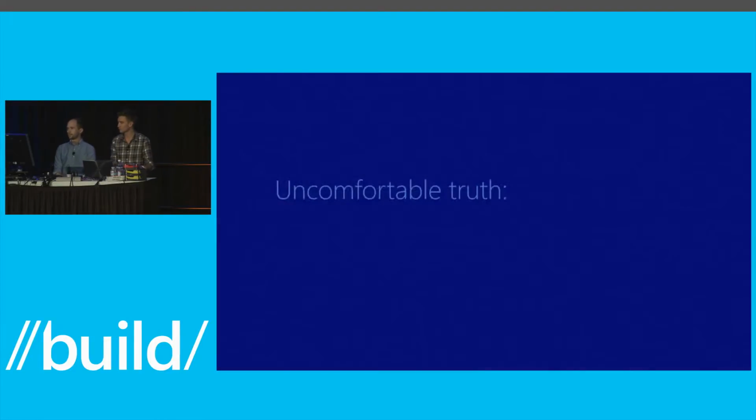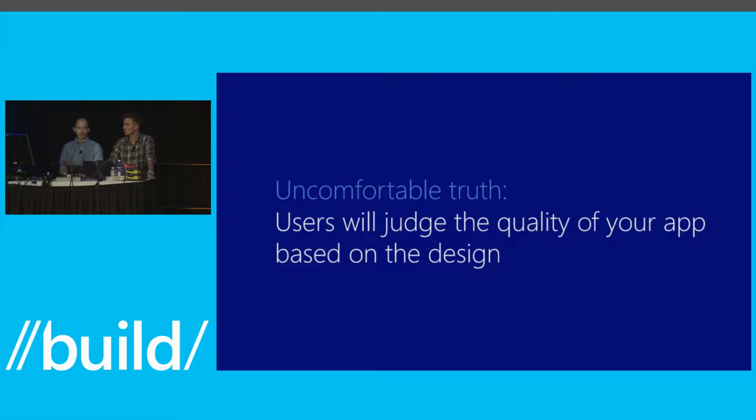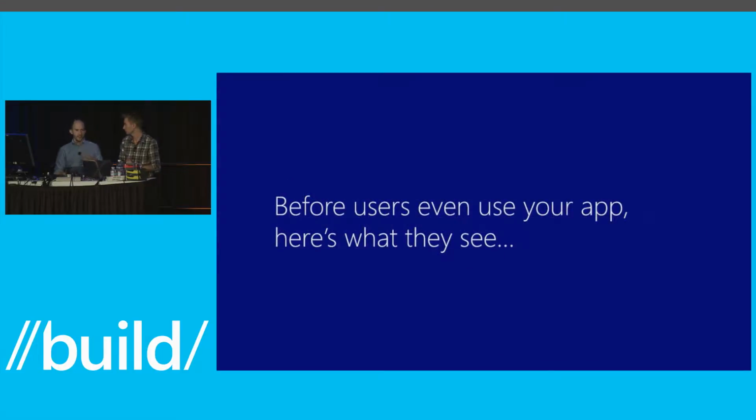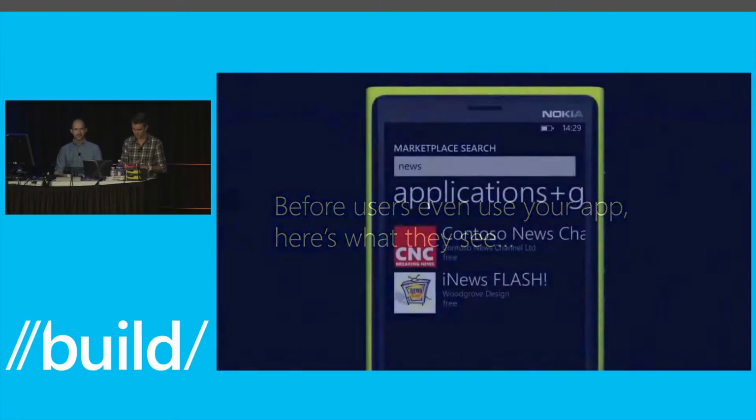So I'm going to start with an uncomfortable truth that you probably already know by now, but maybe a few of you haven't quite realized. Users are going to judge the quality of your app based on the design. The really scary thing is that they're going to judge how fast, how performant, how stable it is without ever actually having played with the app, because before users even see your app and get to use it, this is what they see.